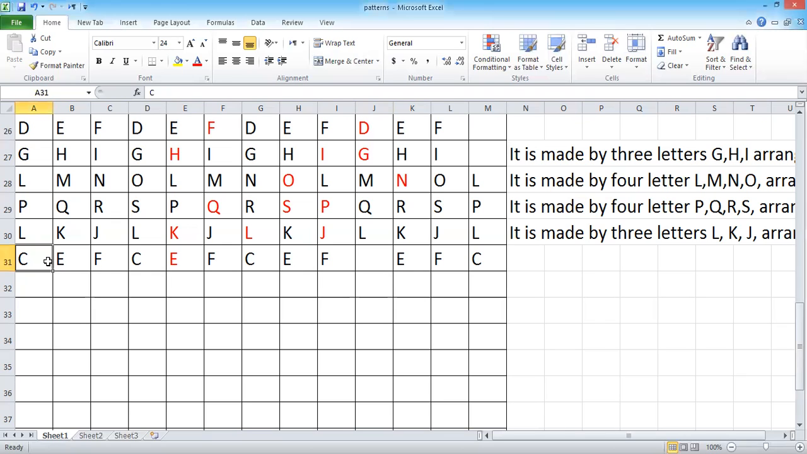Which alphabets are repeated in this pattern? C. And? E. E and? F. F. There are three alphabets which are repeated in the pattern, okay? So you can say it is made of three letters, which are C, E, and F. Now you will check, are these arranged in alphabetical order or reverse alphabetical order?